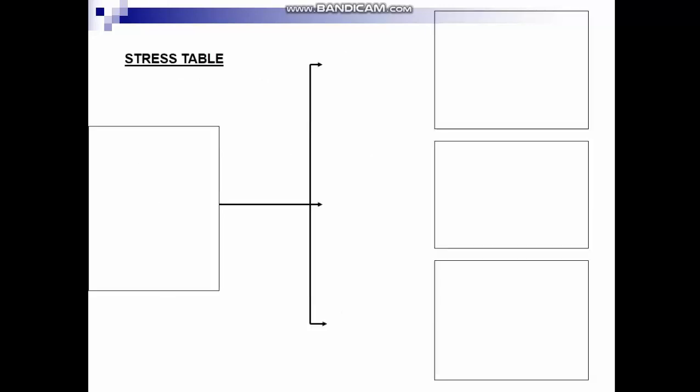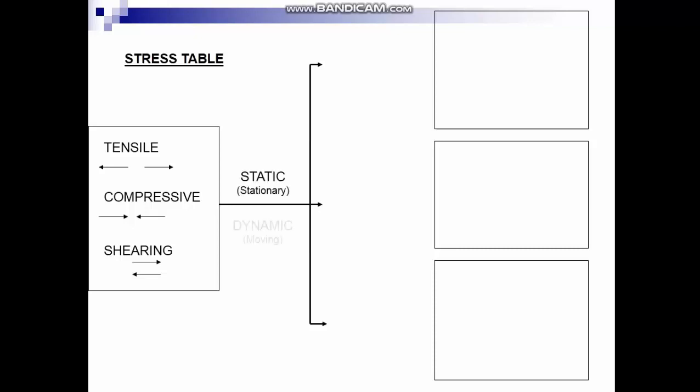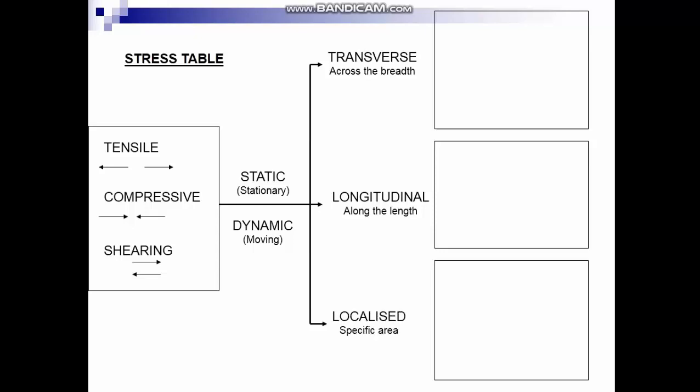As we see in the stress table, we see the tensile stress, compressive stress and the shearing stress. Stress is also divided into two parts: static and dynamic. Static is a stationary stress and dynamic is a moving stress. There is transverse stress, which occurs along the breadth, longitudinal stress, which occurs along the length, and there are some specific areas which give some stress, which is called localized stress.